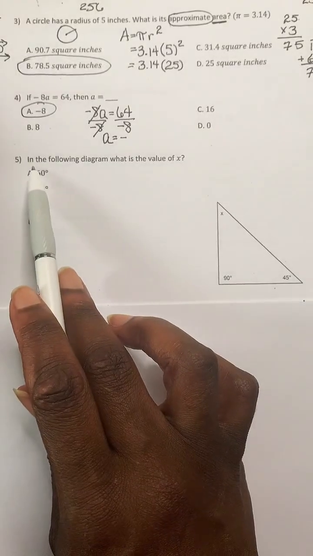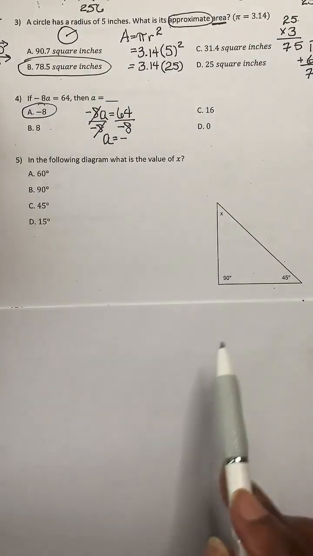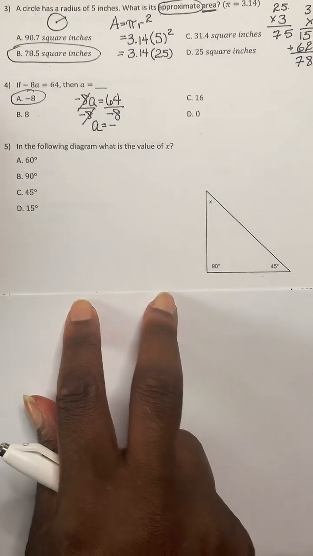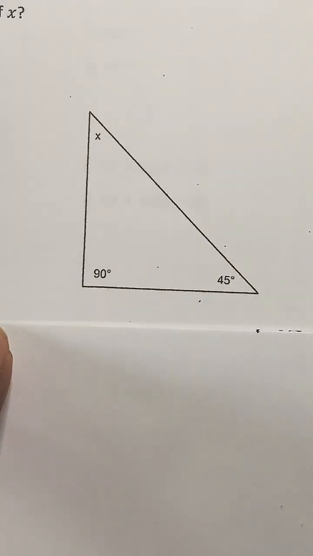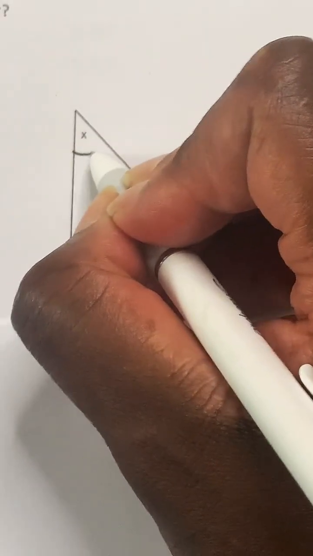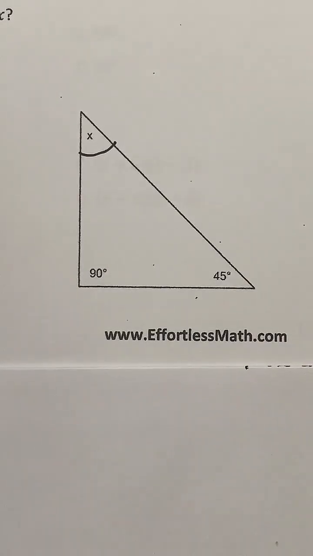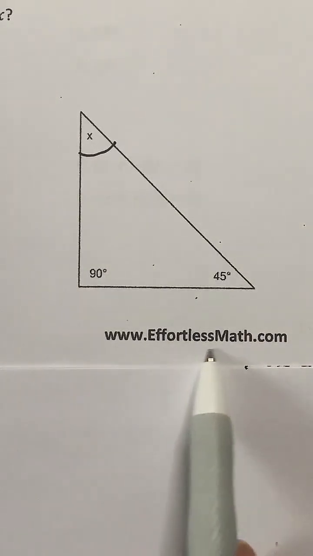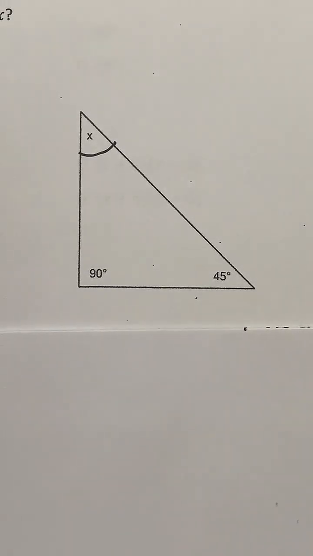All right, so let's take a look. In the following diagram, what is the value of X? Let me zoom in a little bit so you can take a quick look at our triangle. We want to know what's the value of this angle right there. This is where I got the problem from. I want to give them credit when credit's due because it was already there.